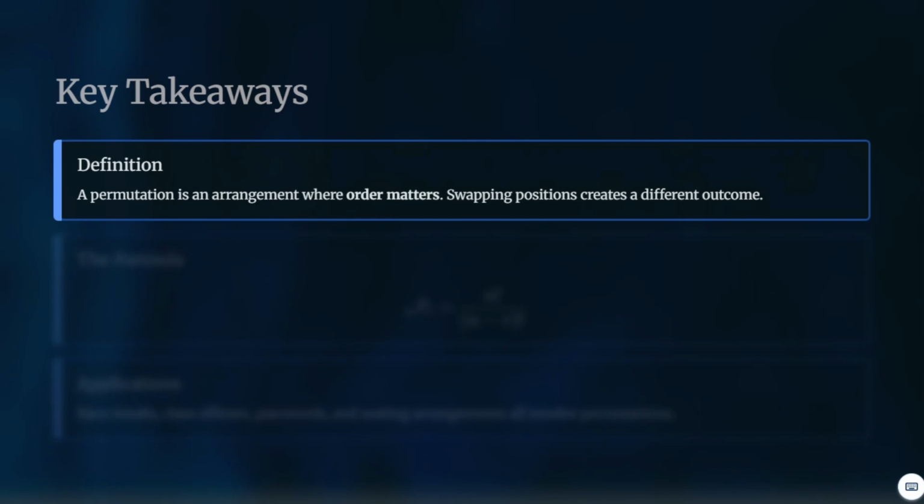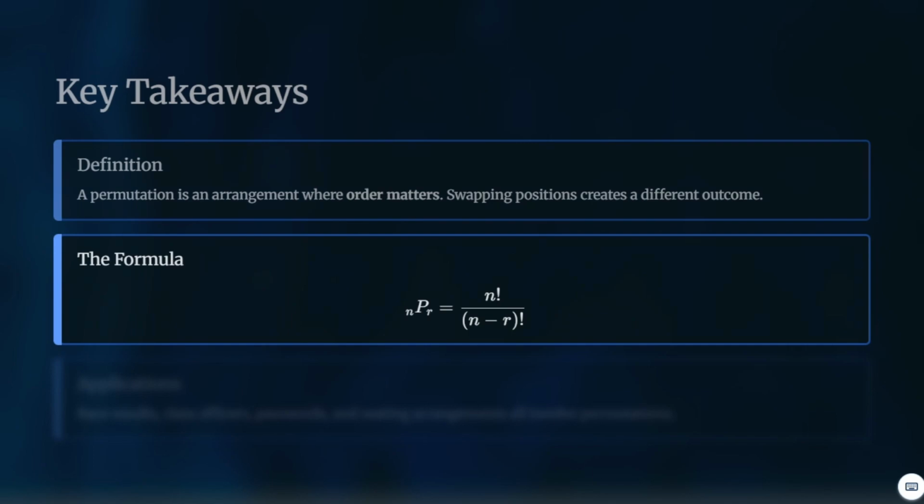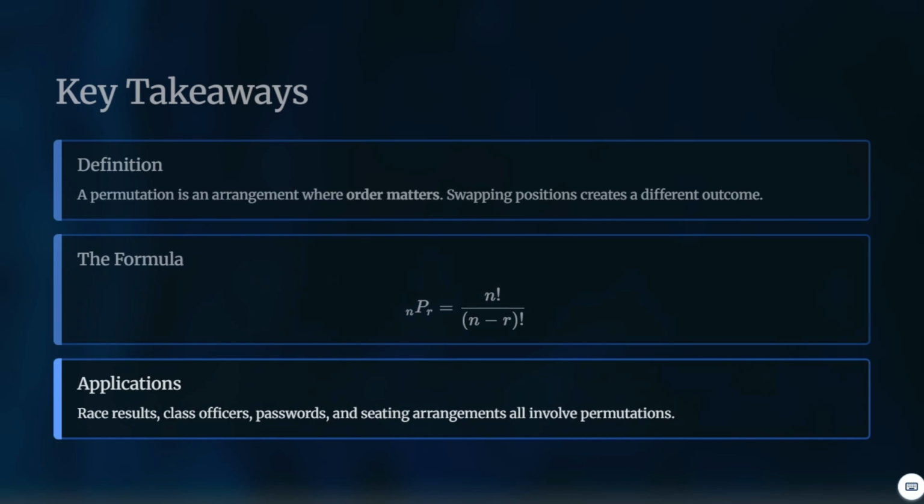So remember, a permutation is an arrangement where order matters. Swapping positions creates a different outcome. The formula: N permute R, or N pick R, equals N factorial over N minus R factorial. Race results, class officers, passwords, and seating arrangements all involve permutations.